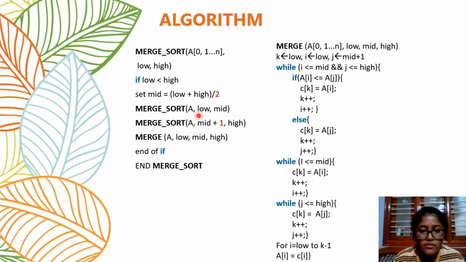Now we divide the unsorted array into two parts, that is, the array which starts from the low index to the mid index. Let us consider this as the left half of the array, and we construct the right half of the array from the mid plus 1 position to the high position, and we do the same until we can't divide the unsorted array any further.